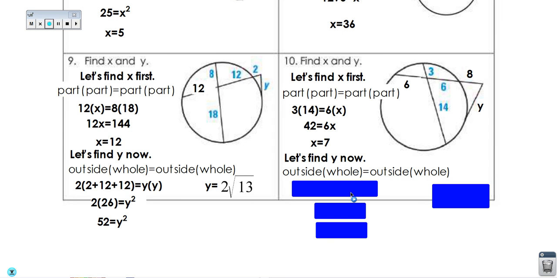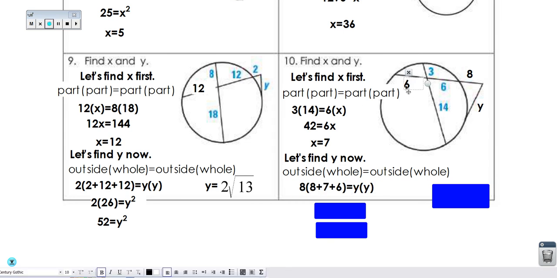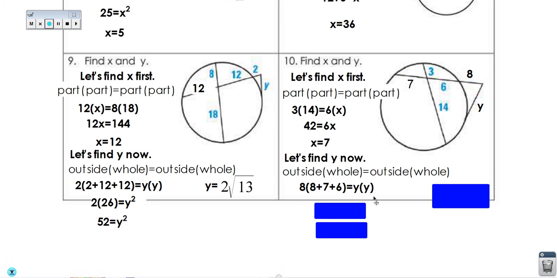So now we have 8 times 8 plus, oops, that's supposed to be a 7. There we go. Wow, that's huge. Let's fix that. So now that we have that, we're going to do 8 plus 7 plus 6. Then we have 8 times 21 equals y squared. That's going to get us 168 equals y squared.